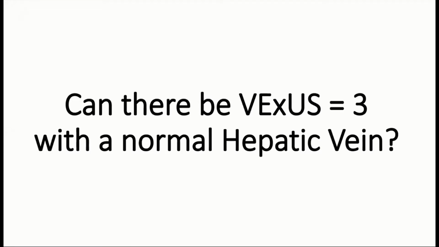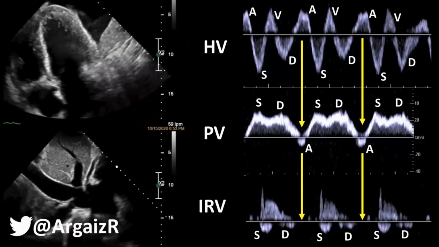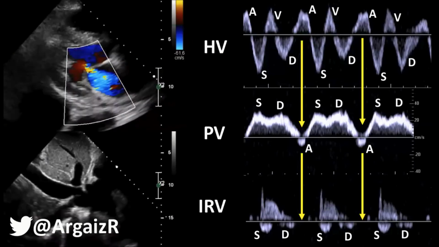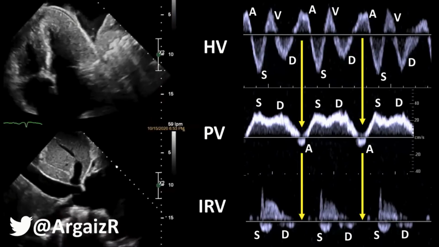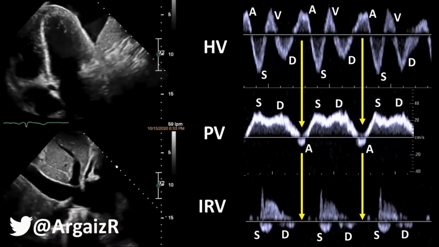Can you have a VExUS 3 or have severe venous congestion with a normal hepatic vein? And yes, this happens all the time. For example, if the filling pattern of the right heart is normal, then the hepatic vein is going to be normal, right? Independently of the filling pressures.